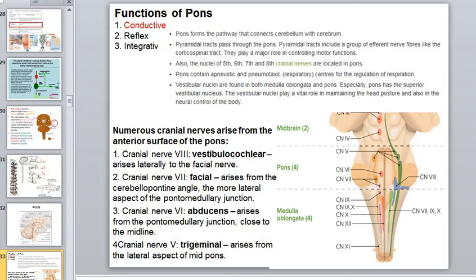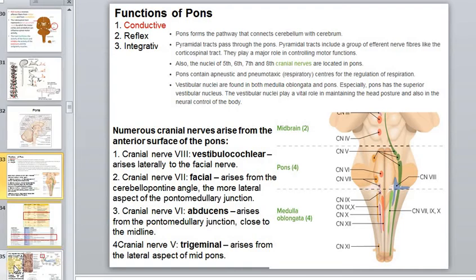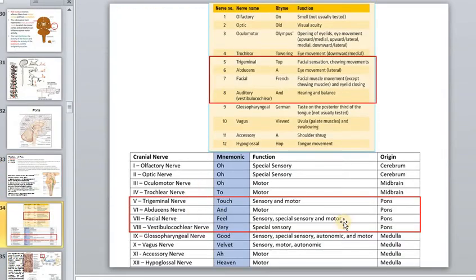And the function of the pons includes sensory roles in primary information processing: hearing, equilibrium, taste, and facial sensations such as touch and pain. It also has roles in eye movement, facial expressions, swallowing, and even discharge of saliva and tears. And as you have already seen, here we see the nerves and their functions.